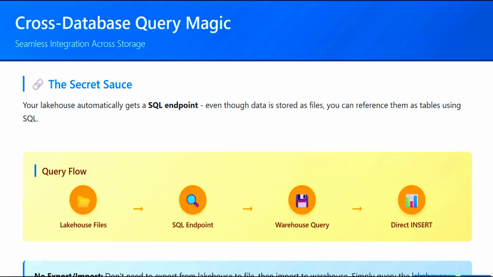Now let's talk about the cross database query capability because it's really the secret sauce here. In Fabric, your lakehouse automatically gets a SQL endpoint. That means even though your data is stored as files, you can reference those files as tables using SQL. Now, here is the magic. From your data warehouse, you can write T-SQL queries that reference tables in your lakehouse. The syntax is straightforward. You just specify the lakehouse name and the table name, and you can select from it. Also join it with a warehouse table, whatever you need.